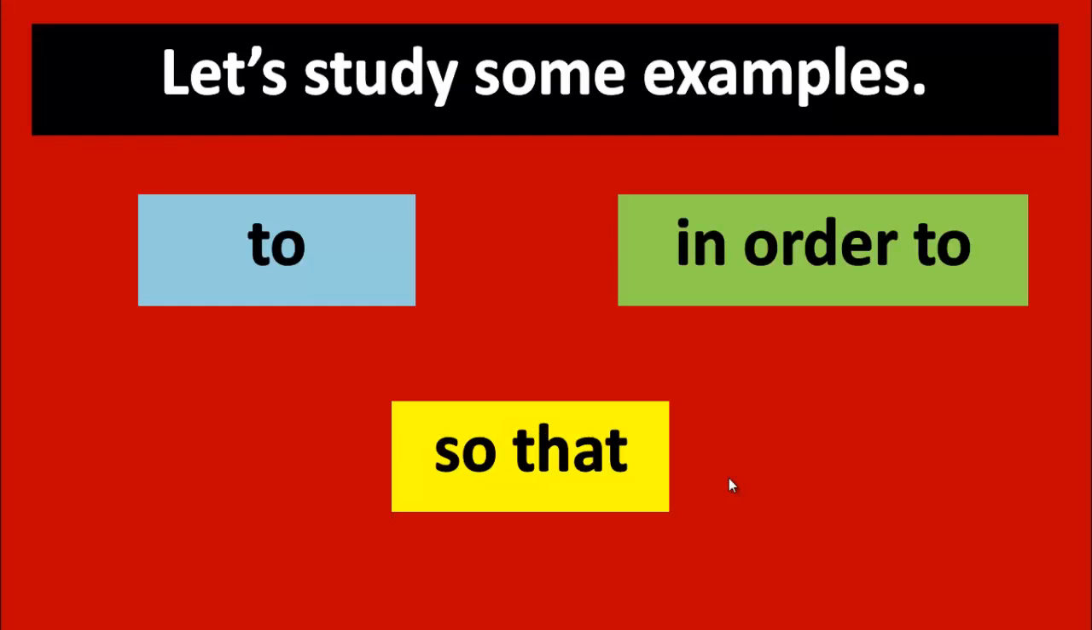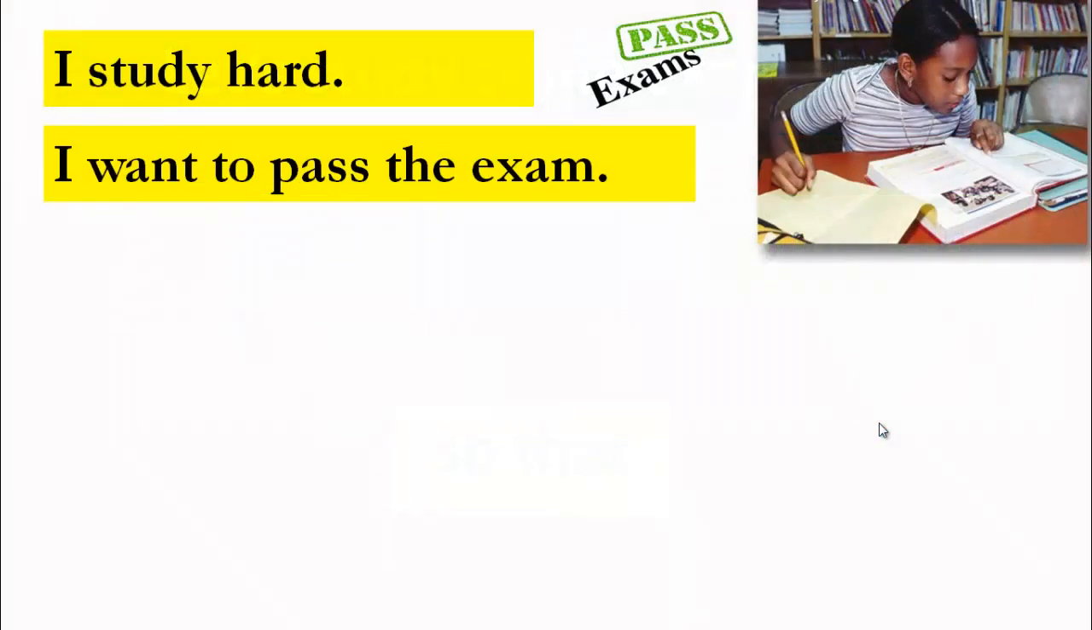Let's study some examples about the 3 conjunctions: to, in order to, so that. Here we have 2 sentences. We want to link them together using the 3 conjunctions. The first sentence, I study hard. The second one, I want to pass the exam. How can we join these 2 sentences together?